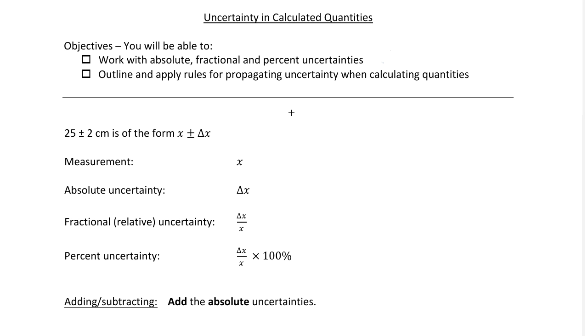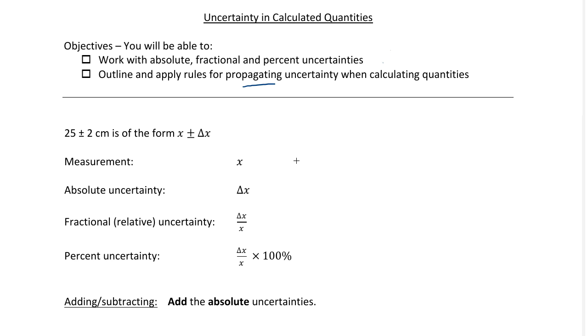This lesson is about uncertainty in calculated quantities. This is also sometimes known as propagating uncertainty. So first, 25 plus or minus 2 centimeters, for example, is of the form x plus or minus delta x. We call the measurement x here and the absolute uncertainty delta x. The absolute uncertainty being the uncertainty that has the same units as our measured quantity.